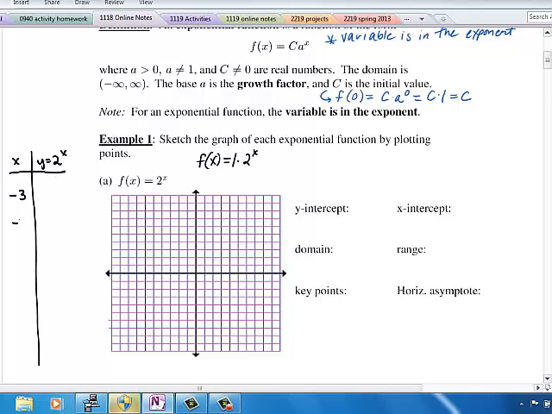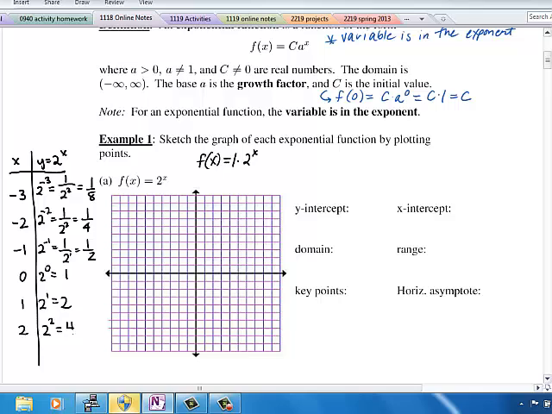Let's do -3, -2, -1, 0, 1, and 2, just to get a start at least. 2 to the -3, remember a negative exponent does a reciprocal, so that would be 1 over 2 to the 3rd, so 1/8. 2 to the -2 would be 1 over 2 squared, which would be 1/4. 2 to the -1 would be 1 over 2 to the 1, which would be 1/2. 2 to the 0, anything to the 0 is defined to be 1. 2 to the 1 is just 2, and 2 to the 2 is just 4.